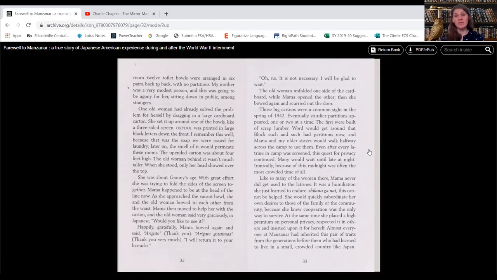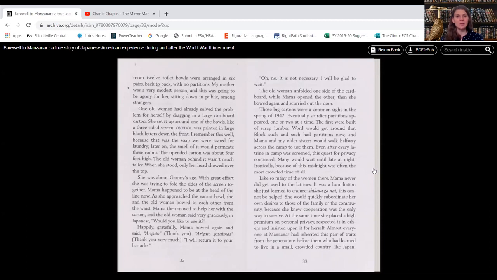My mother was a very modest person, and this was going to be agony for her. Sitting down in public among strangers? One old woman had already solved the problem for her by dragging in a large cardboard carton. She set it up around one of the bowls like a 3-sided screen. Oxydol was printed in large black letters down the front. I remember this well, because that was the soap we were issued for laundry. Later on, the smell of it would permeate these rooms.